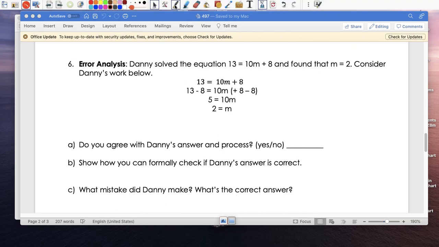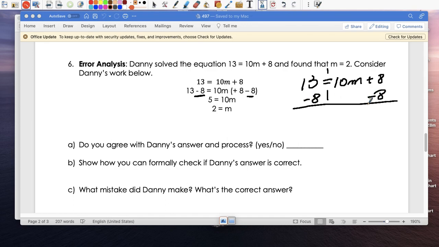Error analysis. Let's see, 13 equals 10m plus 8, and Danny thinks that m equals 2. Let's see, the first thing we did, so let me translate this over here because it's written vertically. Sorry, horizontally. So notice that that person subtracted 8 on both sides. Okay, so let me split the equation into 2 parts. Minus 8, minus 8. So that looks okay.